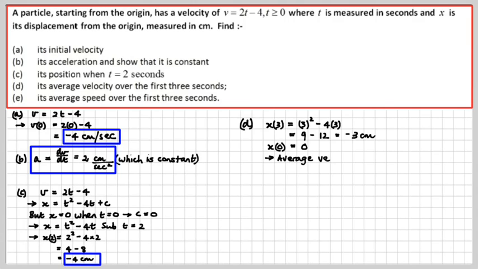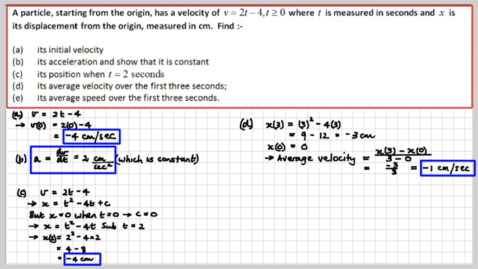Therefore, the average velocity will be x at t equals 3 minus x at t equals 0, over 3 minus 0 seconds. Yes? Okay, get it? That's how you do average velocity. So it looks like minus 3 minus 0 over 3 minus 0, which is minus 3 over plus 3, which is minus 1 centimetre per second average velocity over the first 3 seconds.